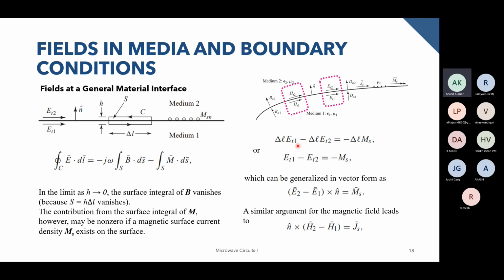Then we simplify it, and we end up with this relationship where the tangential electric fields, written in terms of vectors, the electric field in region 2 and region 1, when we take the cross product with the normal vector, is equal to the magnetic current density present on the surface. And a similar thing can be done for the magnetic fields as well.